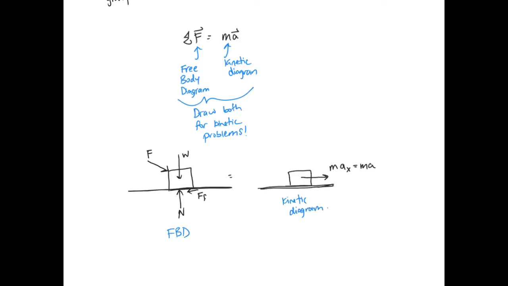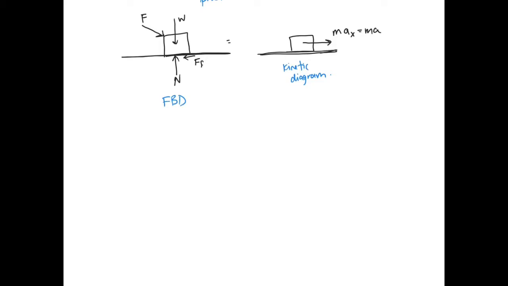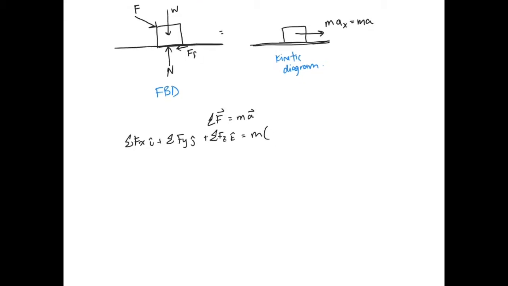I'm going to move the screen up. So now if we were to write this back in the form of an equation, we could write it how we had before. So we had summation of F is equal to mass times acceleration. We could also write this as the summation of the force x in the i direction plus the summation of Fy in the j direction plus summation of Fz in the k direction is equal to the mass times the acceleration axi plus ayj plus azk.